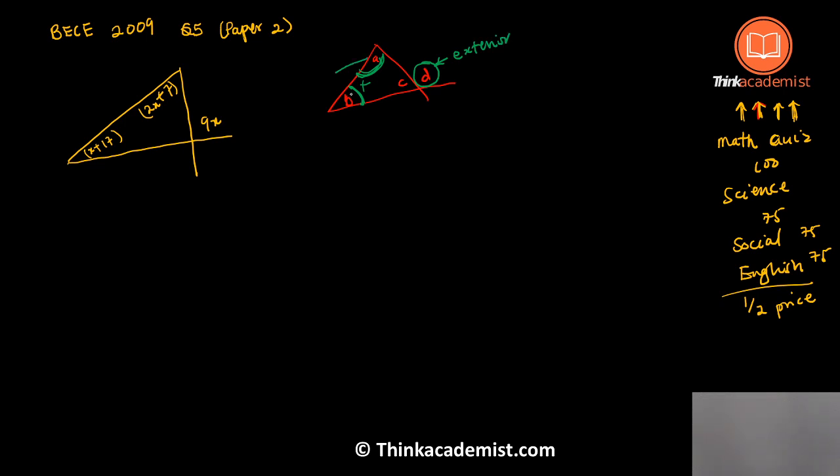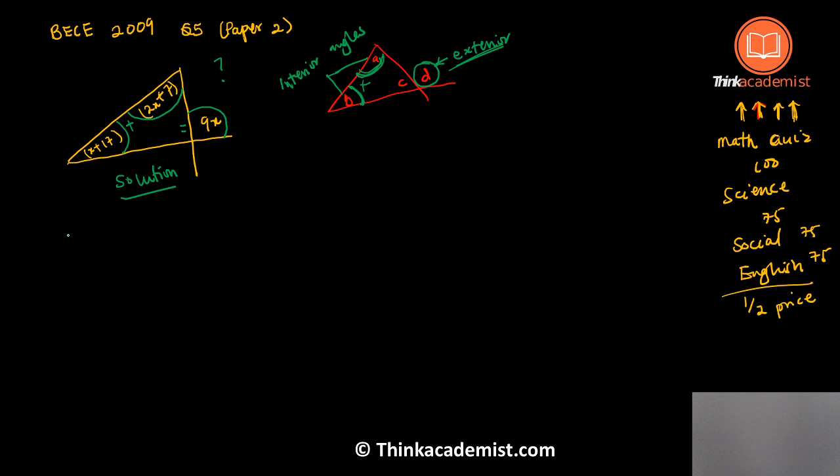So when we sum these two interior angles, it should give us the opposite exterior angle. This is the principle we are going to use to solve this particular question. So let's quickly do that. This is one interior angle and this is another interior angle, and they are opposite the exterior angle. So this plus this will be equal to that.